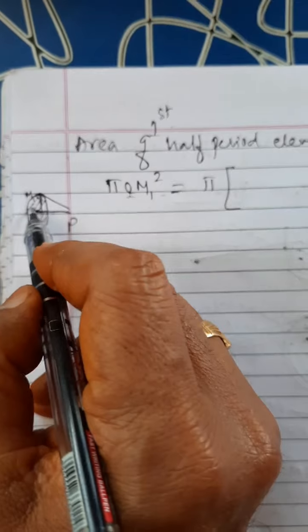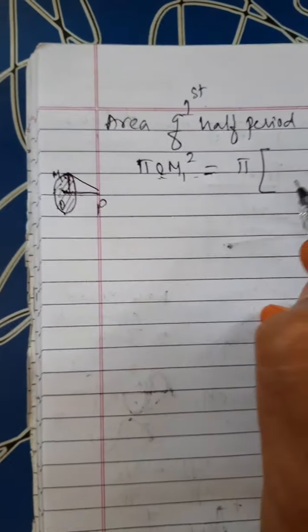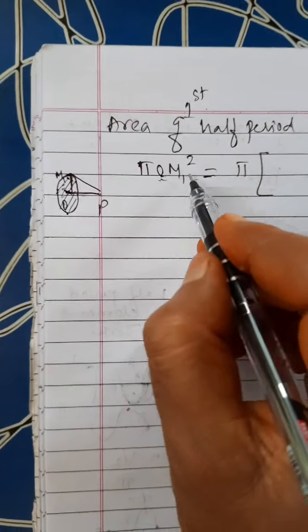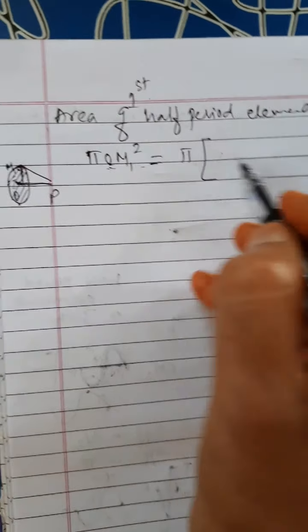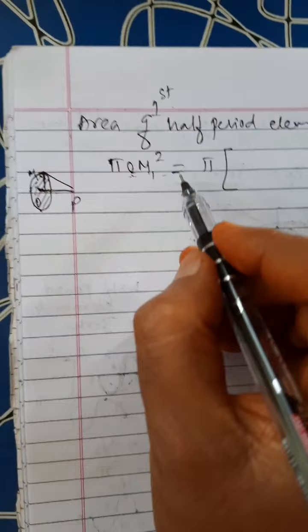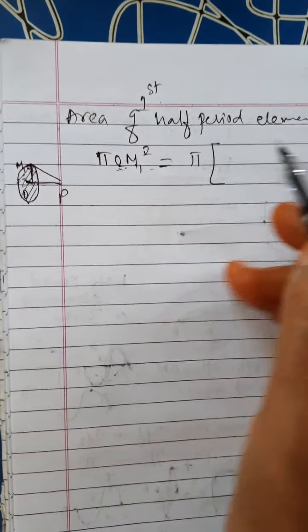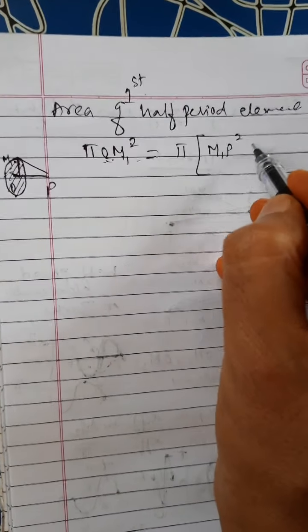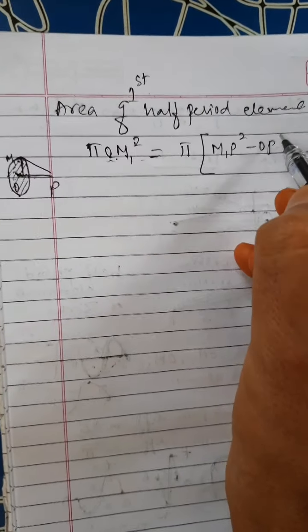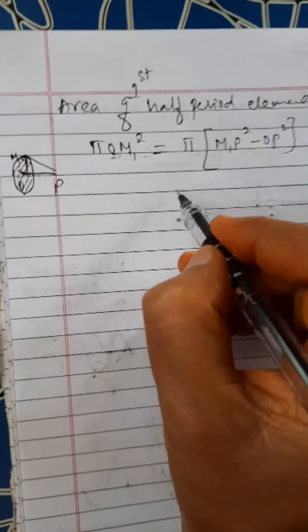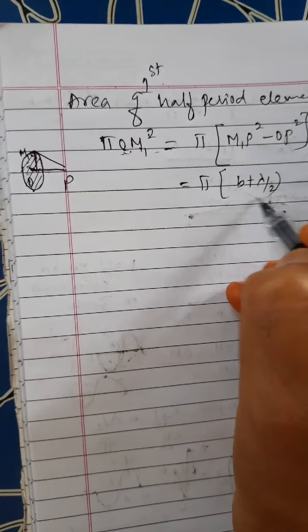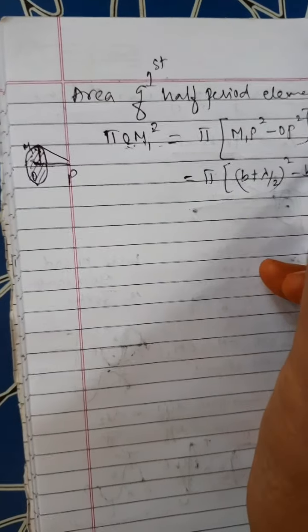I want to find this area, and this is equal to pi. What I will do is, pi times OM1 squared is equal to pi times, in order to write OM1 squared, I will write this as M1P squared minus OP squared. This can also be written as pi times (b plus lambda by 2) whole squared minus b squared.